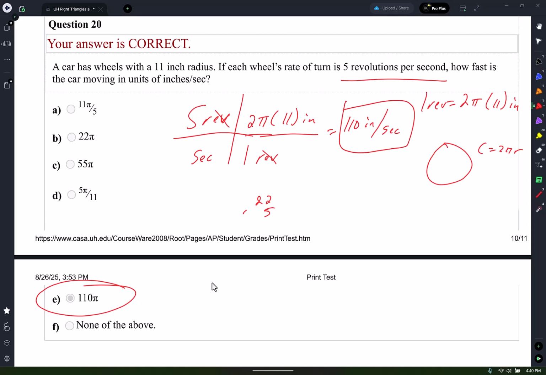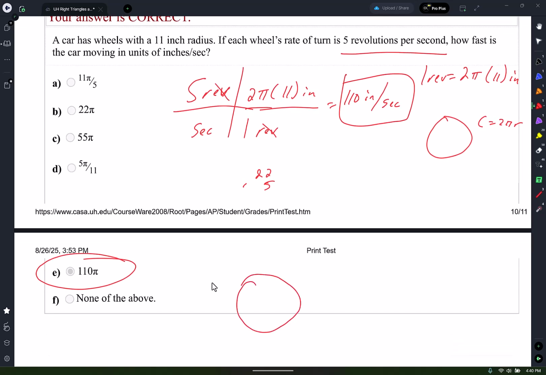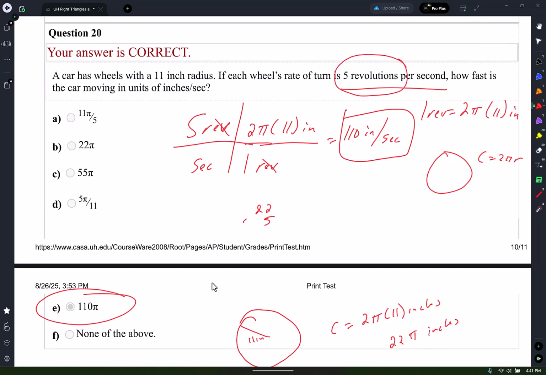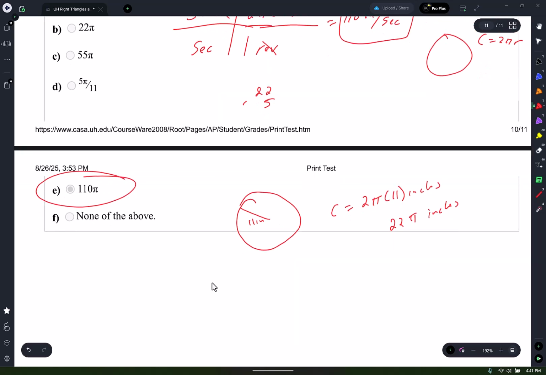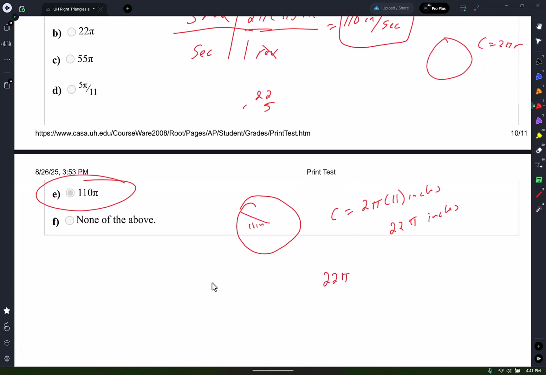Every time if I have a wheel and it's 11 inches long, the circumference of that wheel is 2 times pi times 11 inches. So every time this wheel turns, it's covering 22 pi inches. Yes or no? But look how many turns am I making in 1 second. How many turns am I doing? 5. So I take the 22 pi and I multiply it by 5. And that's 110 pi inches. Do you see what we did there? Okay. All right, guys. That's it.